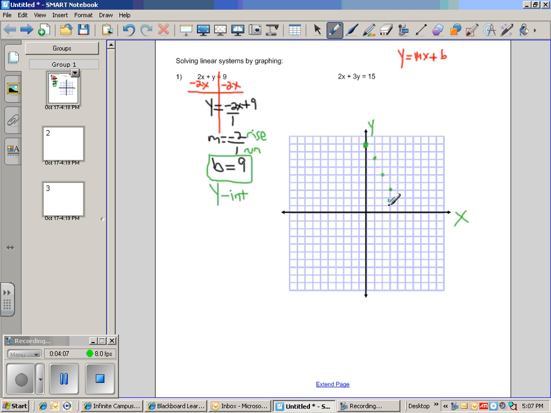And I like to just take the idea of slope and go ahead and plot as many points as you can on your graph. So down 1, 2, over 1. Down 1, 2, over 1. And then continue.